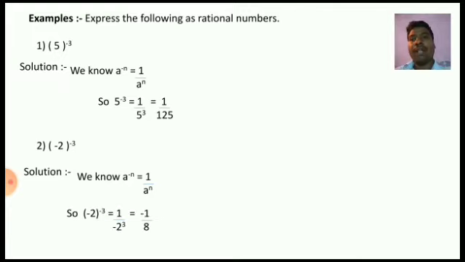So in bracket minus 2 bracket raised to minus 3 is equal to 1 divided by minus 2 raised to 3. Minus 2 raised to 3 means we multiply minus 2 by 3 times: minus 2 into minus 2 into minus 2. So we get minus 8, which means the answer is 1 divided by minus 8. So 1 divided by minus 8 means minus 1 divided by 8. So our final answer is minus 1 divided by 8.